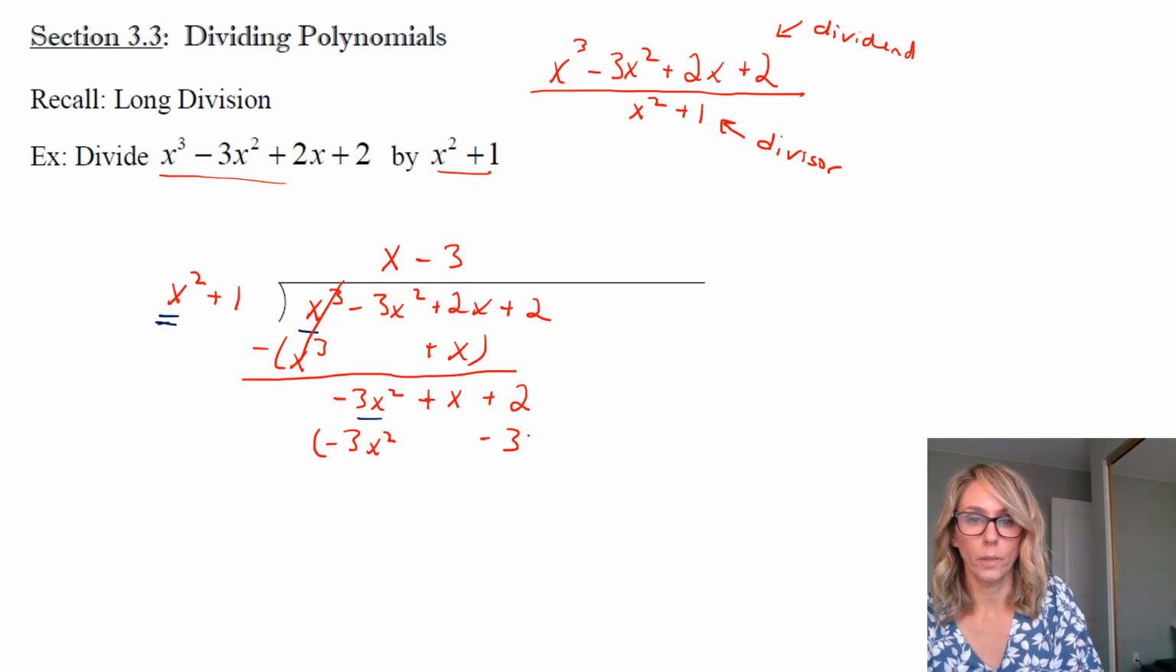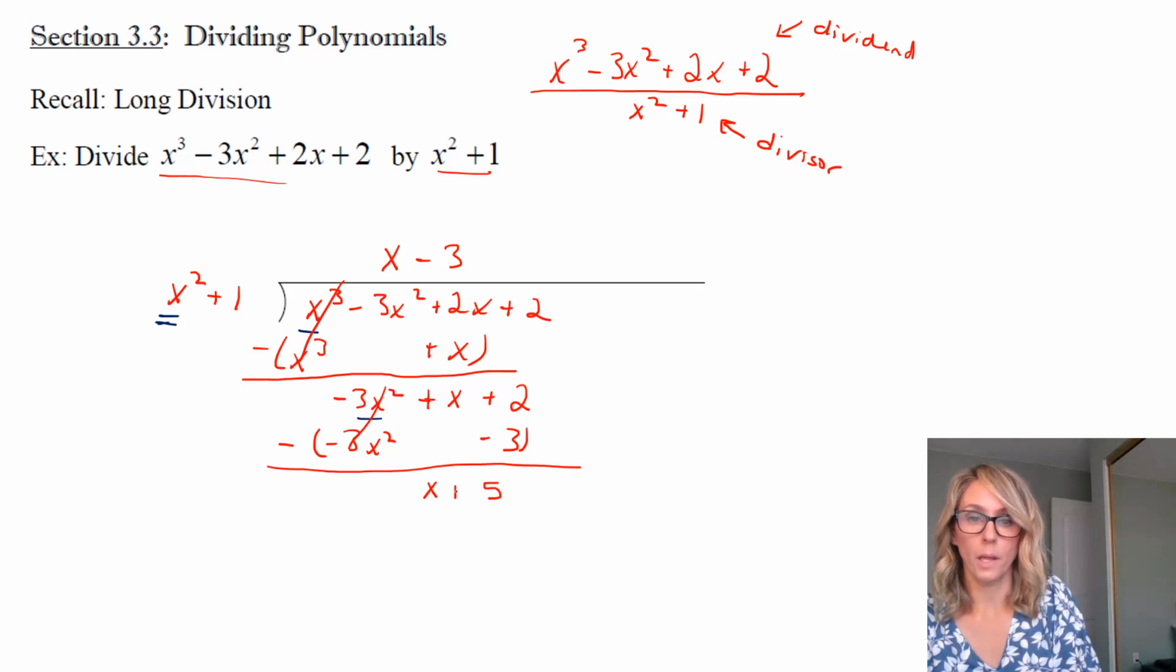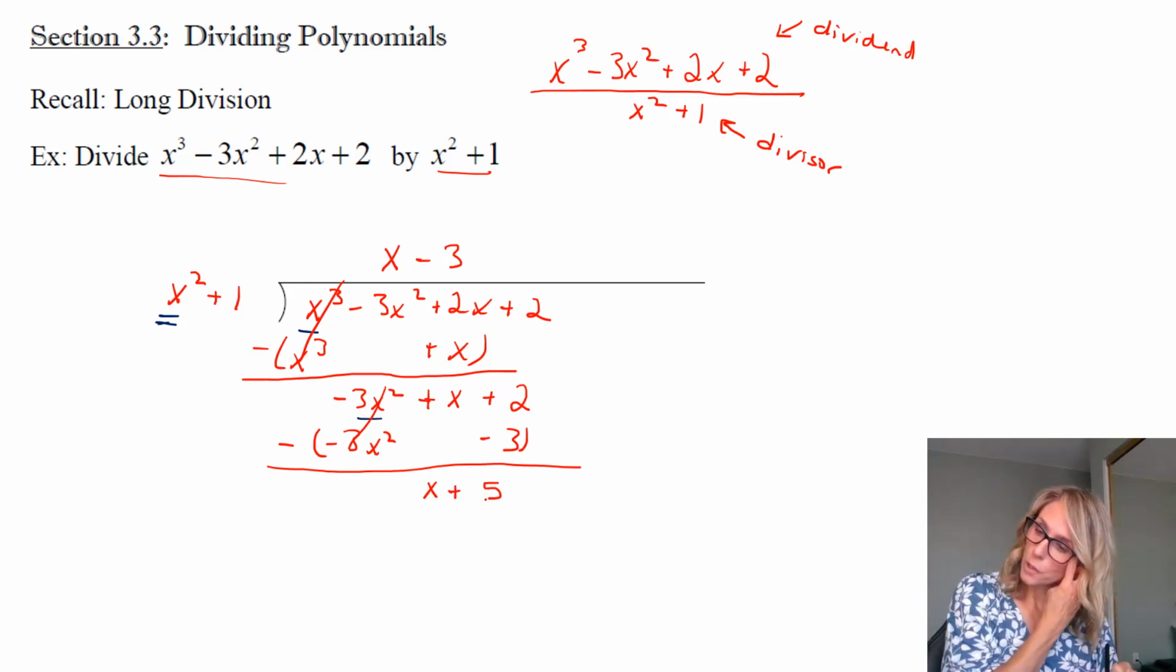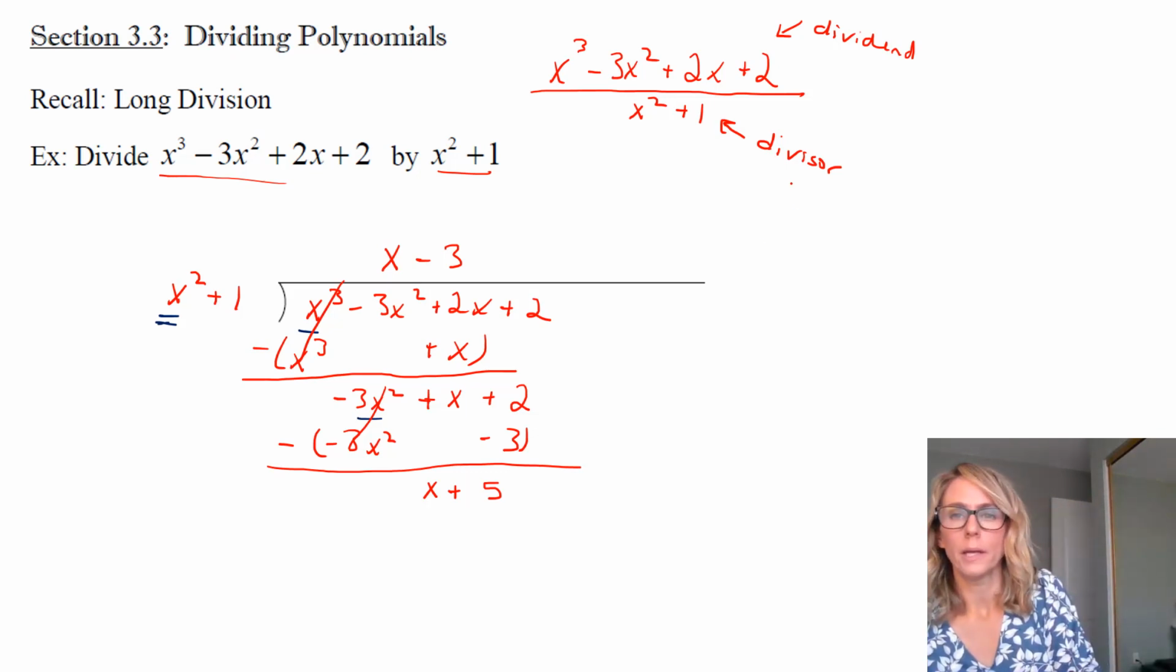So now, however, we do have what we need, so we're going to subtract. And again, that first term should be gone. I'm subtracting nothing from the x. I have 2 minus a negative 3, which is going to give me 5. Okay, x plus 5.